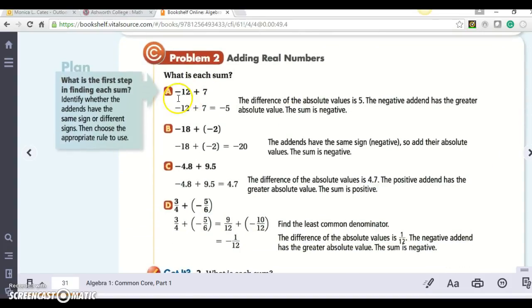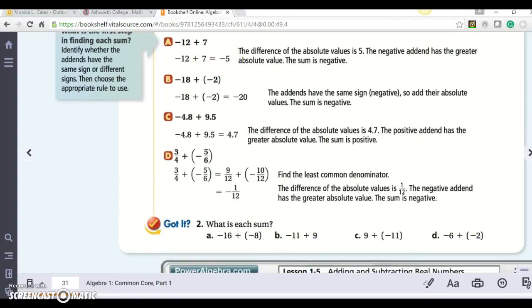It says, what is the sum of -12 plus 7? So they have different signs, so I'm going to subtract. 12 minus 7 is 5. The bigger number is 12, so I'll have -5 as my answer. The second one, -18 plus -2. Well, they have the same sign, so I'm going to add them, and I get the sign that both of them have, which is -20.